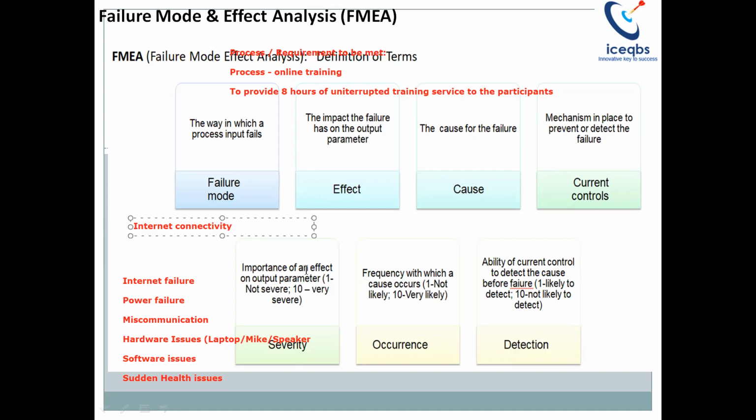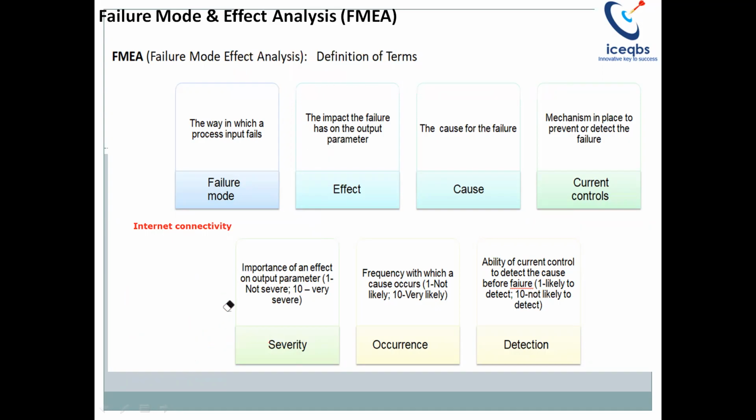So that is the failure mode that has been identified. Once you have identified the failure mode, the next thing you'll have to do is give a rating for the impact. So what is the effect? What is the effect if there is a failure because of the internet? What will be the effect of this particular failure on my requirement? So, the impact the failure has on the output parameter.